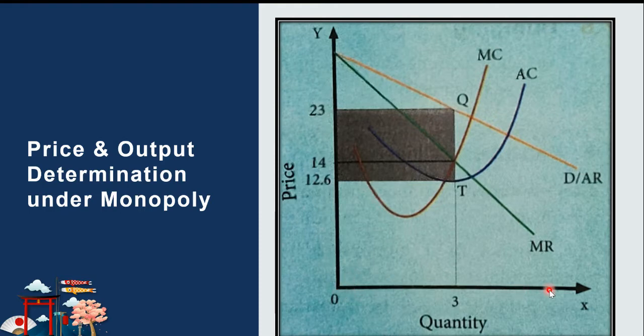X-axis implies quantity or output. On the y-axis, we have to mark the price, the revenue as well as the cost. But in your textbook, they have given only price. But you have to mark revenue, cost and price.